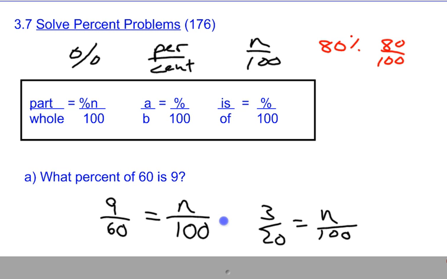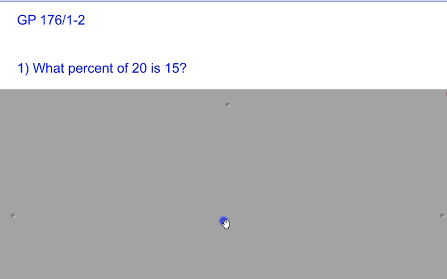And that's really nice because 20 times what is 100? 20 times 5. So 3 times 5 is 15. And we can now say we have 15 over 100 and convert that back to a percent, 15%. 15 over 100 can now be written as 15%. Very good. Okay, let's try it again.